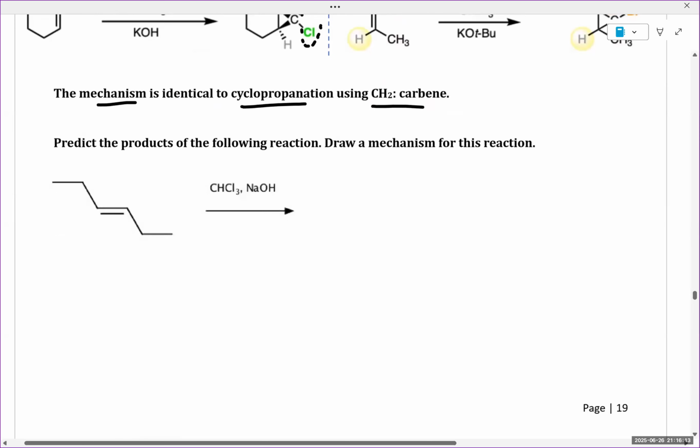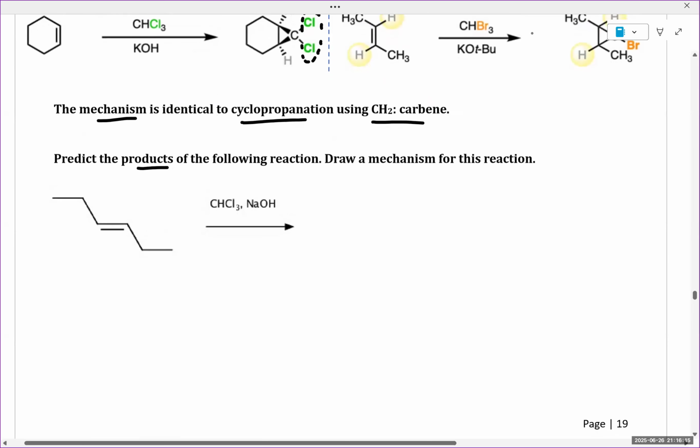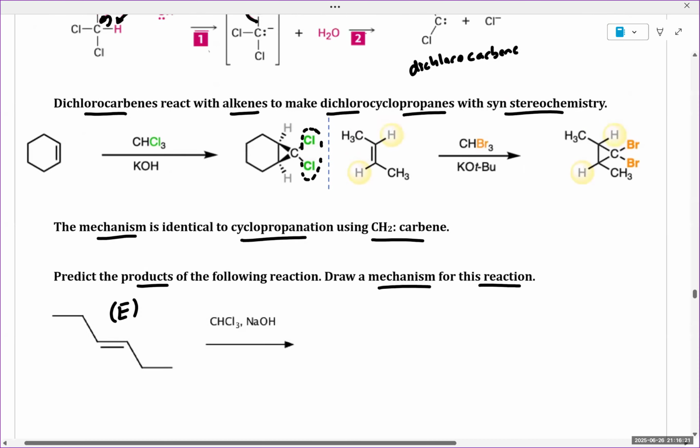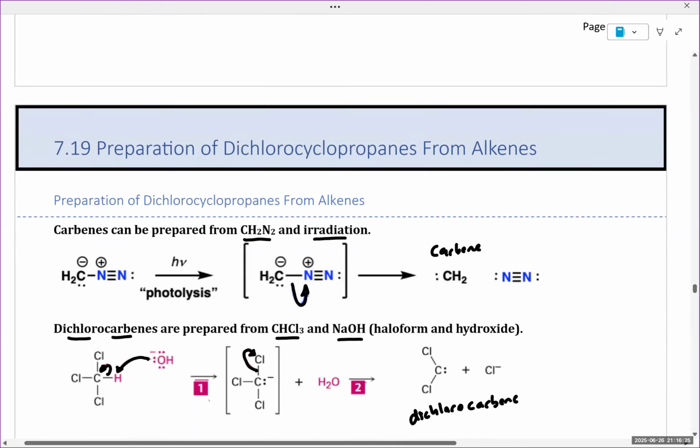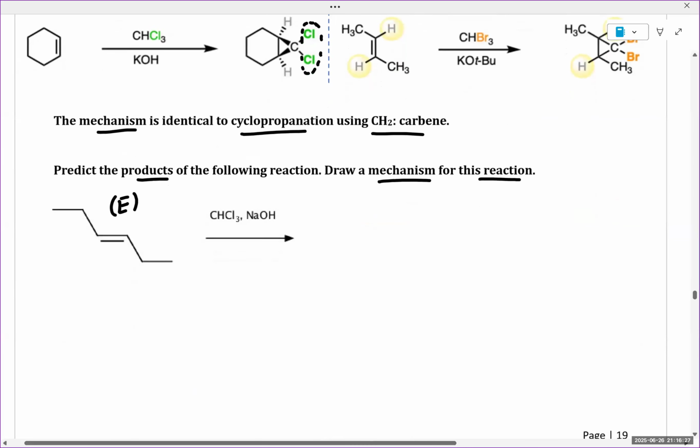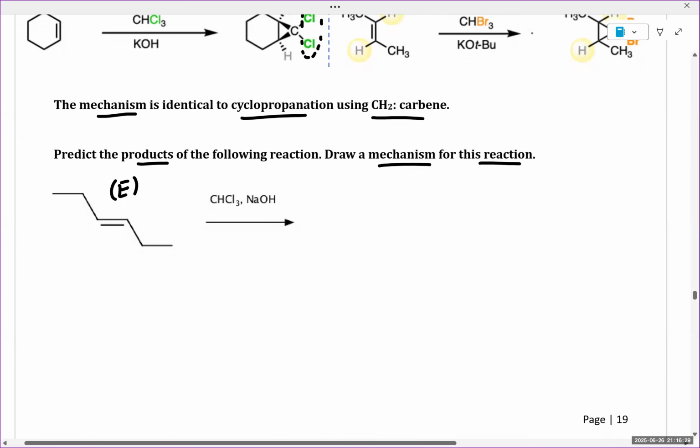So let's practice and let's try to predict the products from the following reaction and draw a mechanism for this reaction. So this time we have an E-alkene. Note, in the prior example, we did a Z-alkene. Let's look at an E-alkene now. In this case, we're treating it with chloroform and sodium hydroxide. So take a few moments to draw out the mechanism for this reaction and the products, and then we'll discuss.